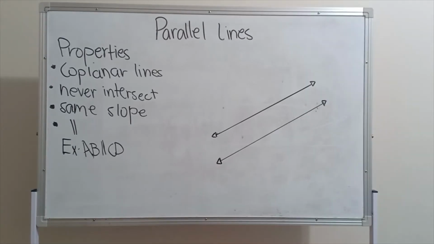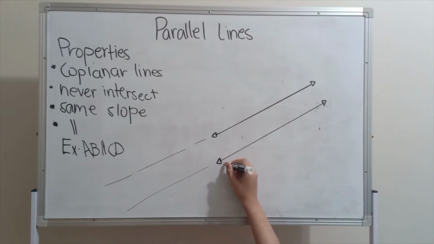So here we have parallel lines. We can see that they both go in the same direction, and so then we can also say that they never intersect, because this one is going to keep going in this direction and this one is going to keep going in this direction. They're never going to intersect. And they're parallel lines because they are right next to each other.